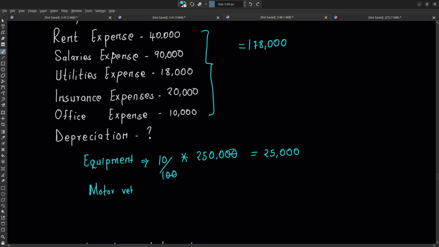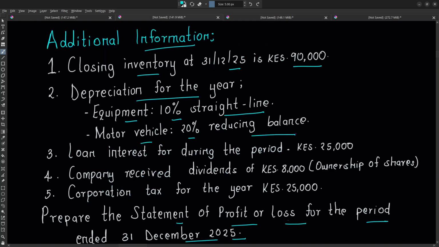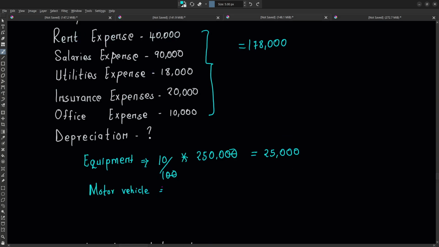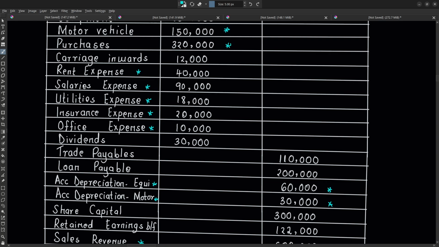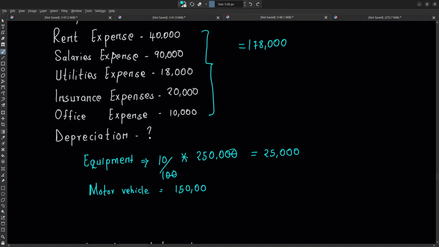Now let us look at motor vehicle. For motor vehicle, we are told 20% reducing balance. Remember, for the motor vehicle, the depreciation cost is on the net book value of that asset, not the original cost of that asset. You can see the original cost of motor vehicle is 150,000, and during the prior periods, there is an accumulated depreciation on motor vehicle of 30,000. So you need first to get the net book value, which is the initial cost of the asset, 150,000, minus the accumulated depreciation, 30,000, which will be 120,000. Then you multiply it by 20%, which is going to give us 24,000.